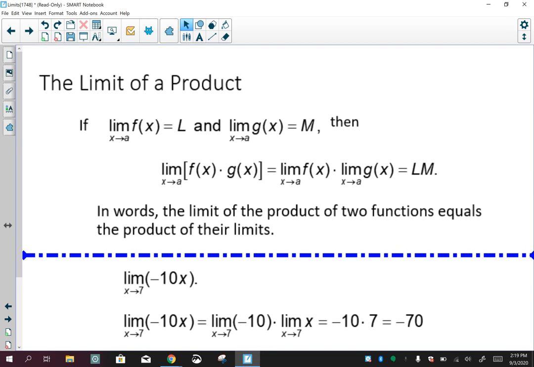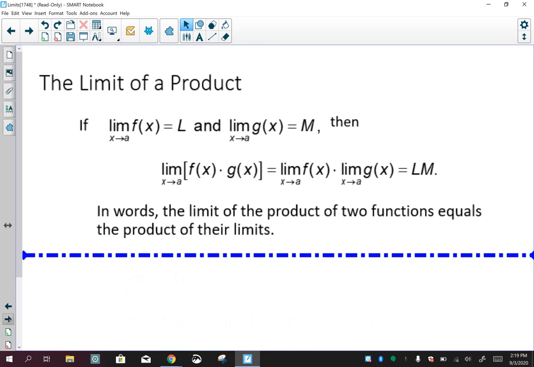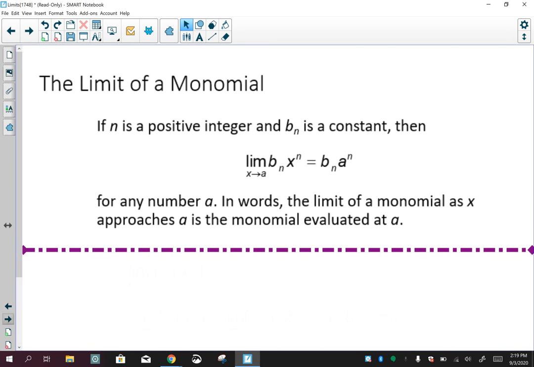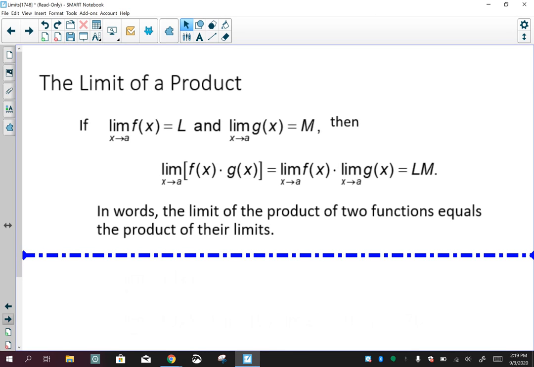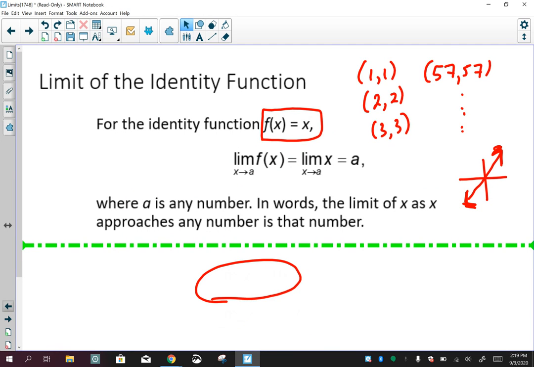When you talk about product, you also have to talk about quotient, and the same rule is still going to apply. Ooh, did I not talk about quotient? Guess not. So we'll talk about quotient later. I missed one. All right, the monomial. So this goes back to what I did earlier. Where did I do it at? Oh, maybe I didn't.